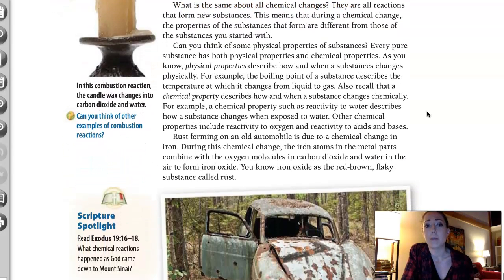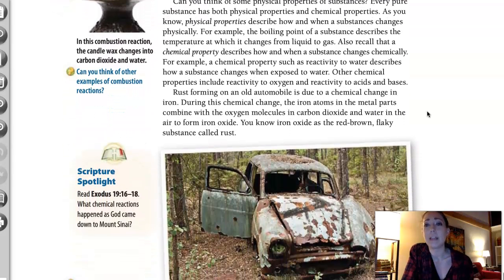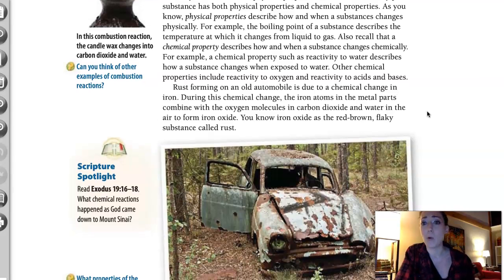Every pure substance has both physical properties and chemical properties. As you know, physical properties describe how and when a substance changes physically. For example, the boiling point of a substance describes the temperature at which it changes from liquid to gas.